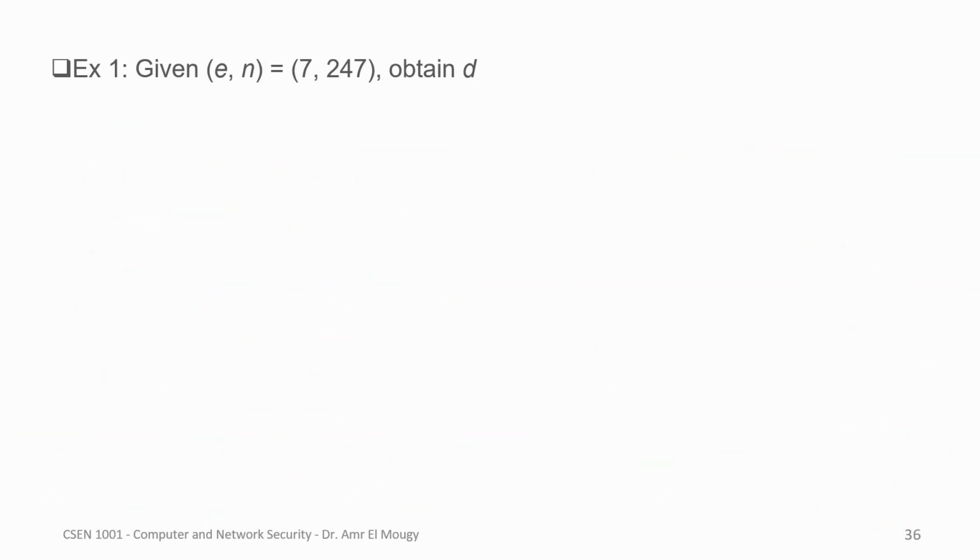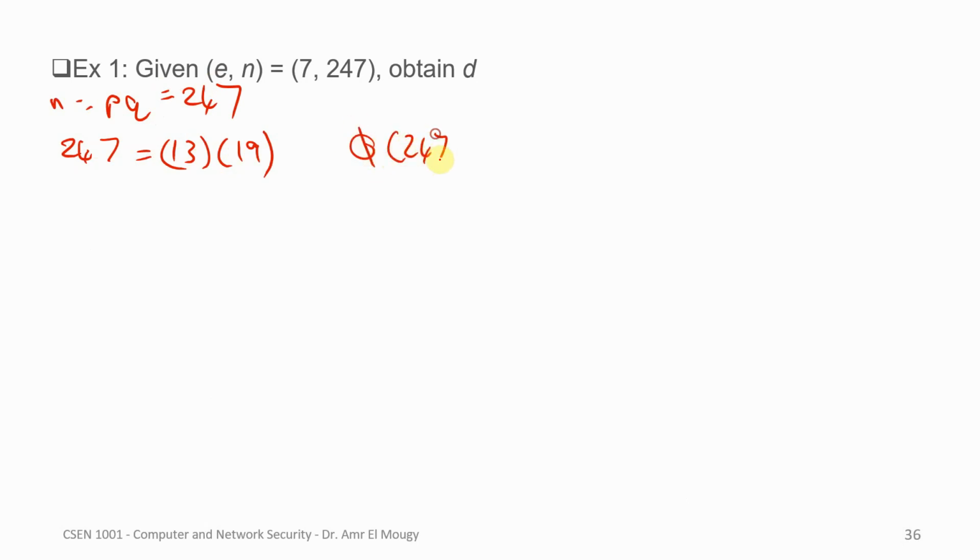Okay, let's take another example. Given E and N is equal to 7 and 247, obtain D. So N is equal to PQ is equal to 247. If you factorize that, you will actually get 247 is equal to 13 multiplied by 19. So you got P and Q out of that. This means that phi of 247 is equal to 12 multiplied by 18, which is equal to 216. Now we're ready to write our equation.